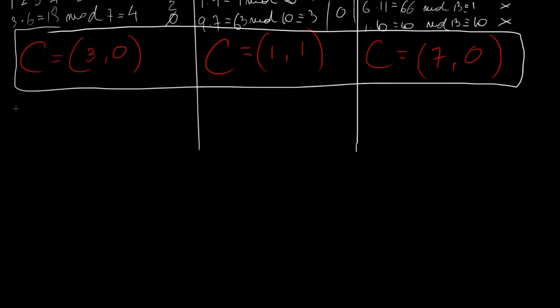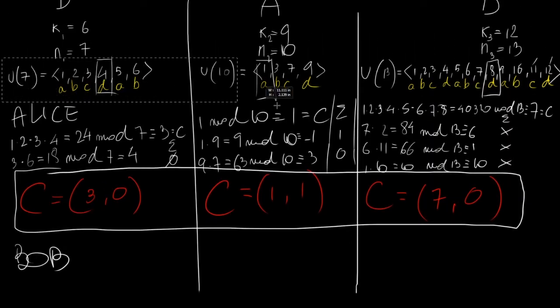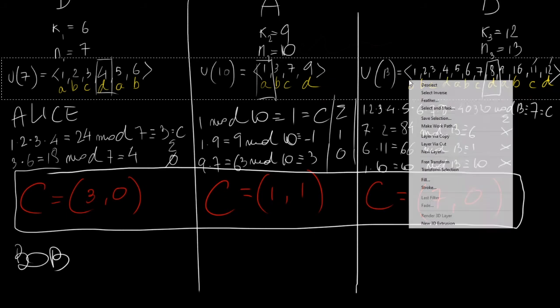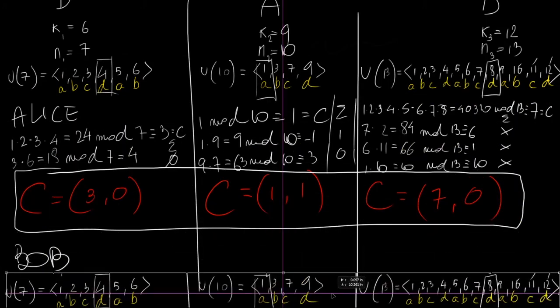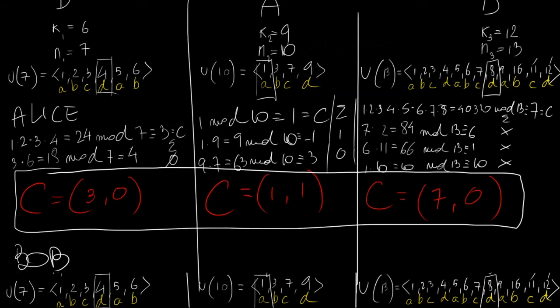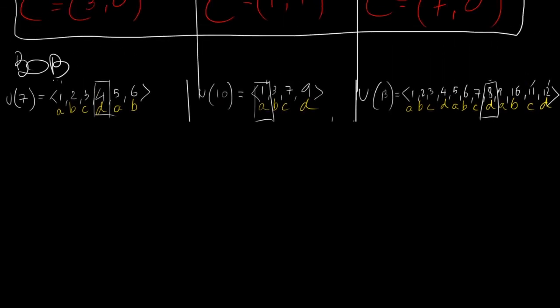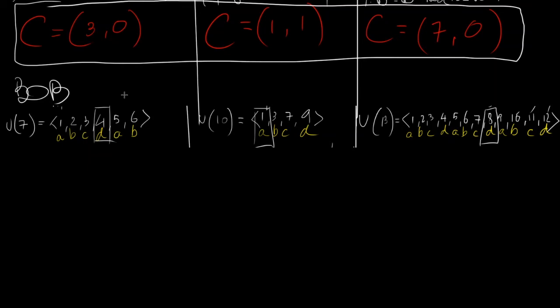Okay, now I have Bob. Let me copy and paste the groups so it's easier to follow. Okay, make sure it's this one. All right. So Bob receives these tuples, the ciphertext, and he knows the group. So how is he going to do it? It's easy.